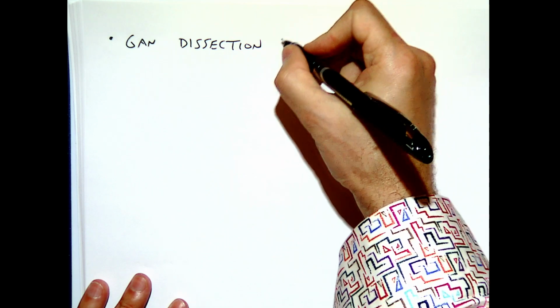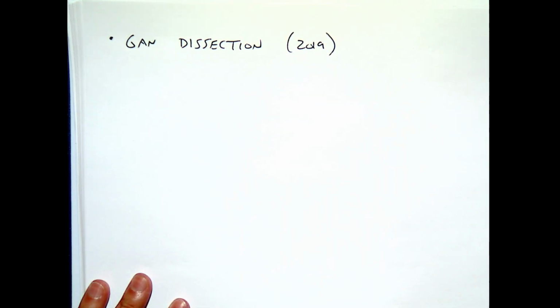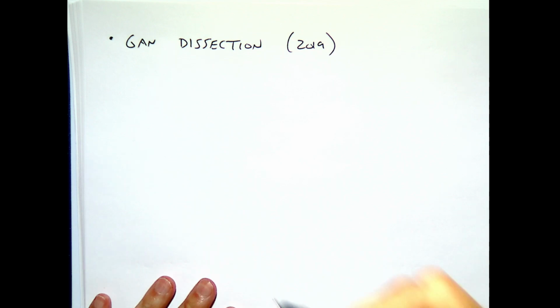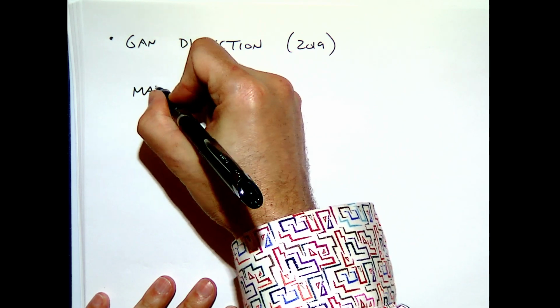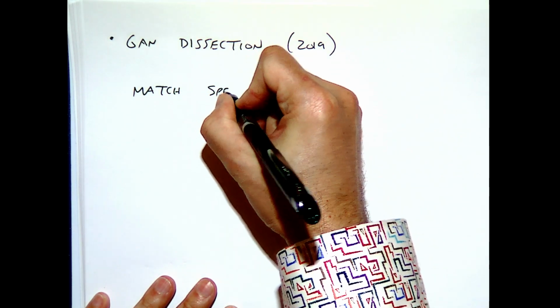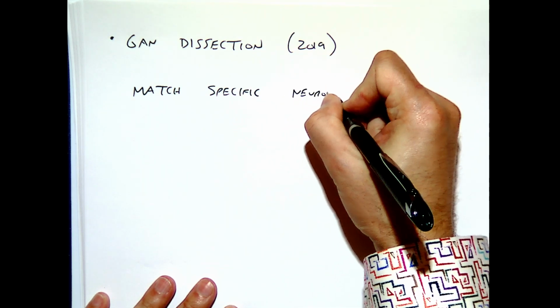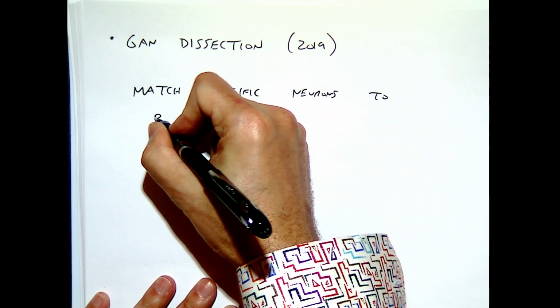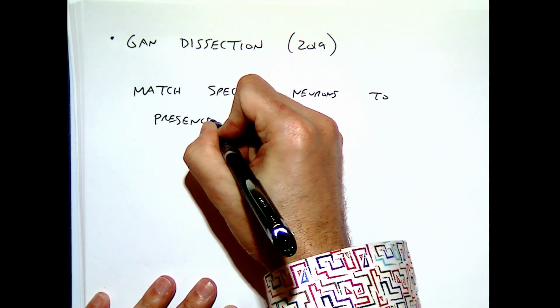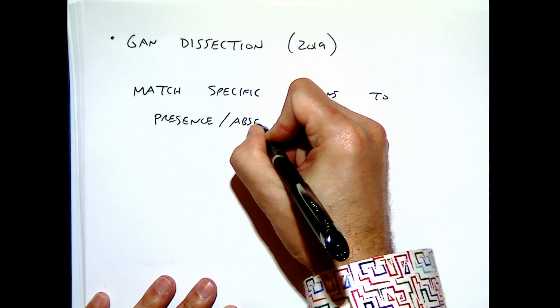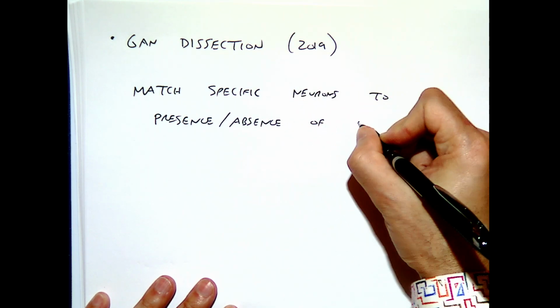This was in 2019, and it was a collaboration, I think, with Bau as the first author, between MIT and IBM, right? So GAN dissection, the idea was to match specific neurons to the presence or absence of image features.